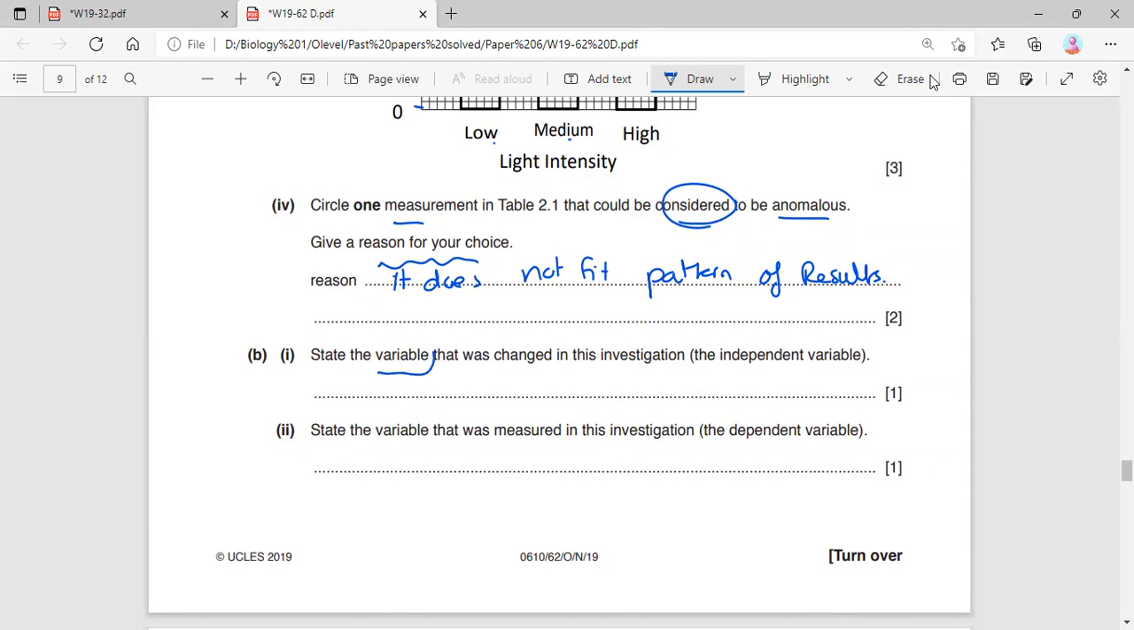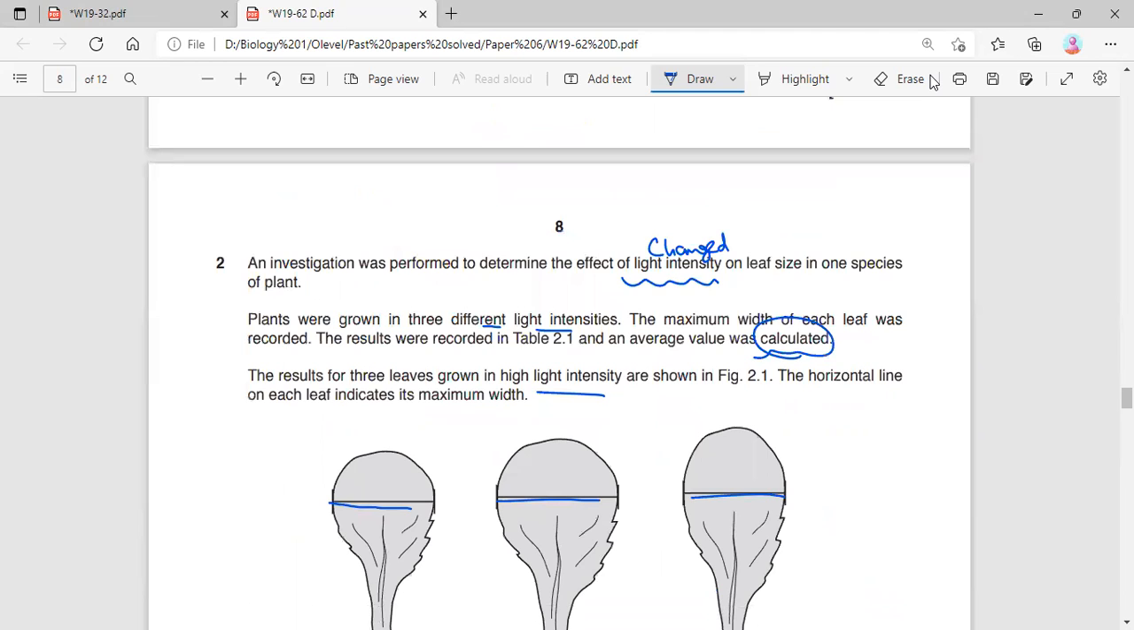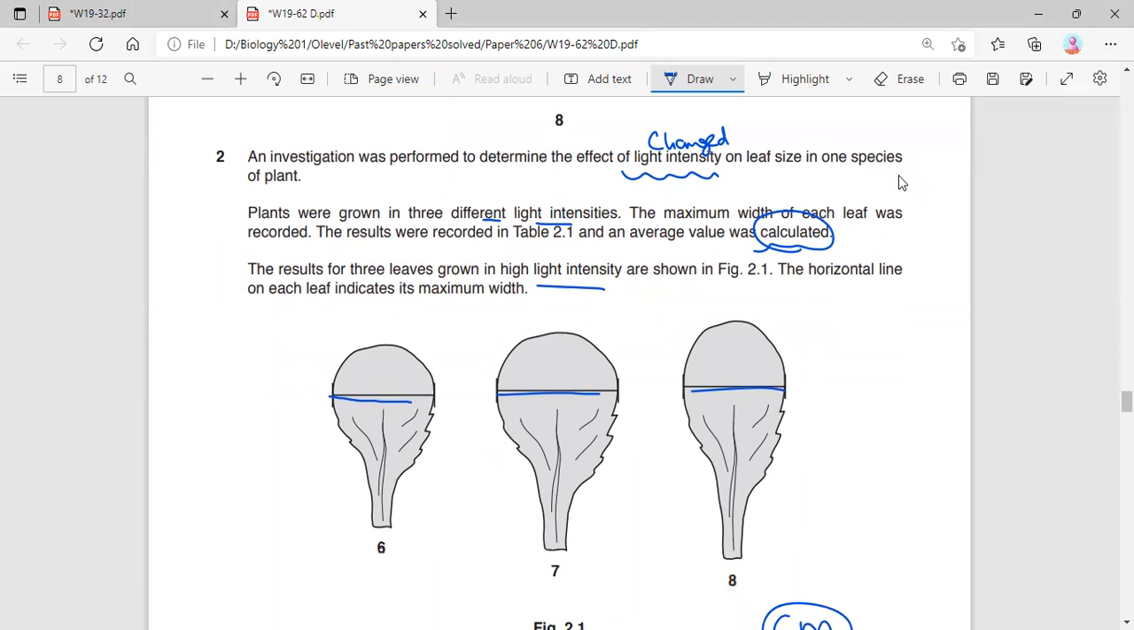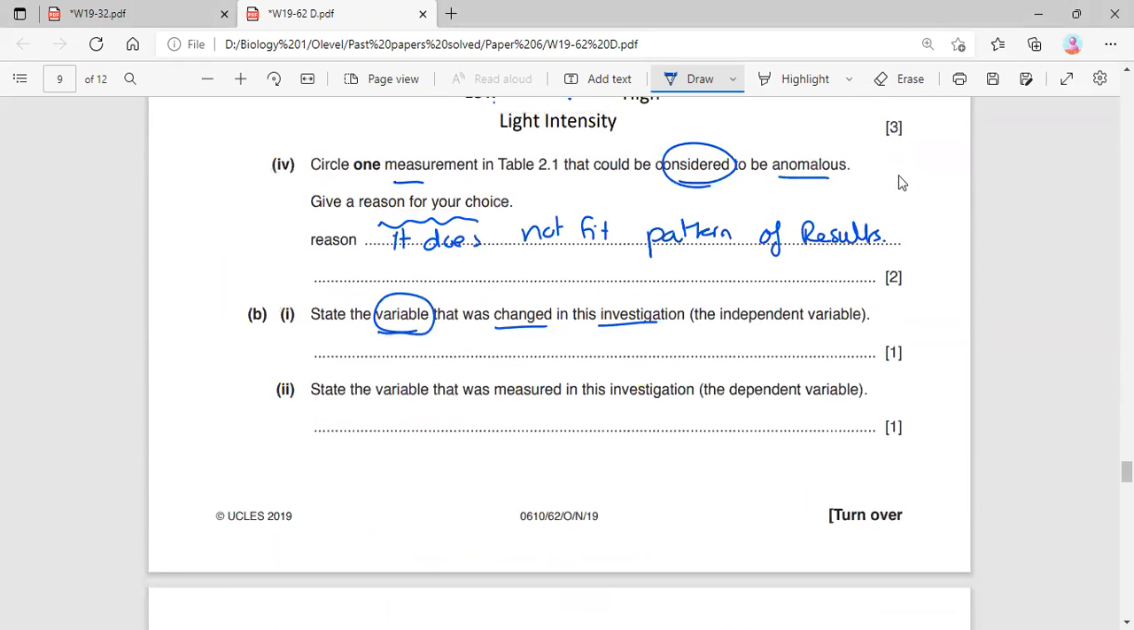Okay, what is the variable that was changed in this investigation? What did I change? I already underlined it. What was I testing in this investigation? The light intensity. What was the factor measured? What was the result I'm measuring? The leaf size. The maximum leaf width. So first, what was I changing? Light intensity. While the variable that I measured was the maximum leaf width.